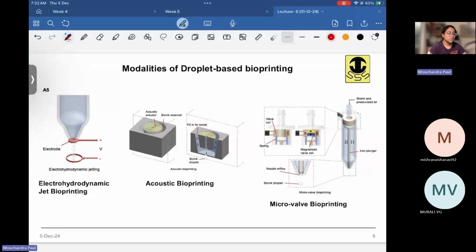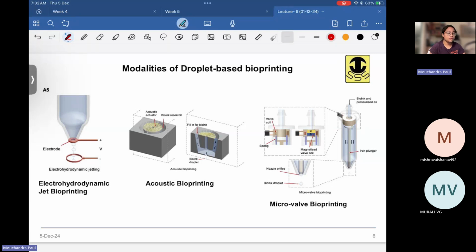So shear stress is not the big problem here. The big problem here could be that there is not much resolution of droplets. The resolution of the droplets that you get is very low because you get very big size droplets. You cannot go to very small size droplets here.